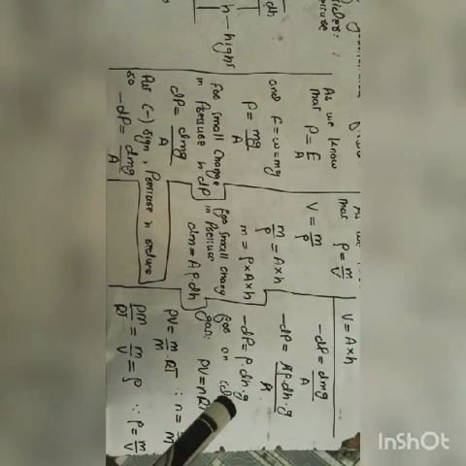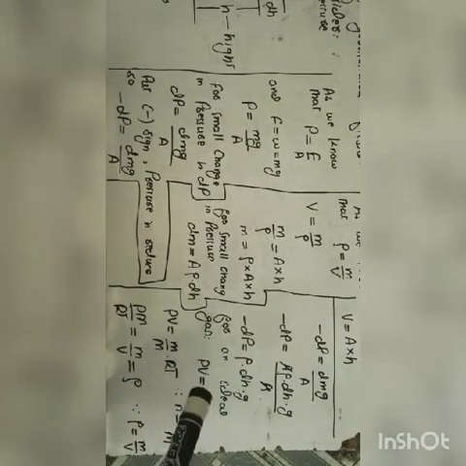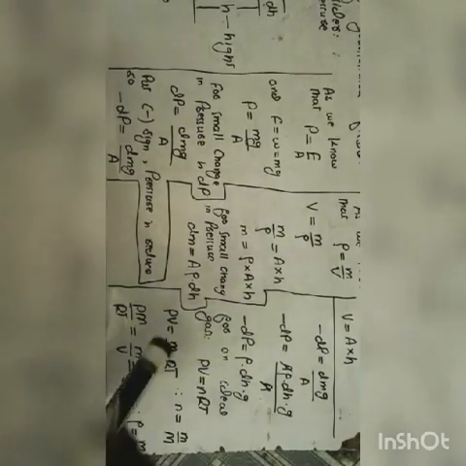For an ideal gas, we know that PV is equal to nRT. This is the general ideal gas equation. Here n is the number of moles, P is the pressure, V is the volume, R is the general gas constant, and T is the temperature. The number of moles of the gas is equal to mass over molar mass, where small m is the mass and capital M is the molar mass. When we put the value of n in this equation, it becomes PV equal to small m over capital M multiplied by RT.